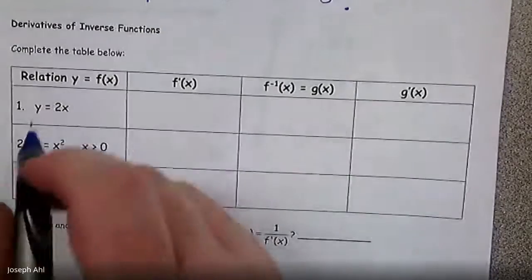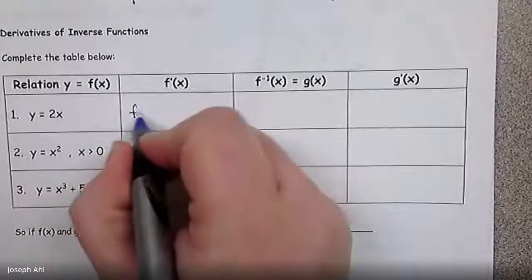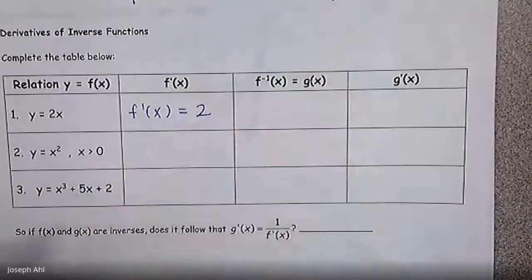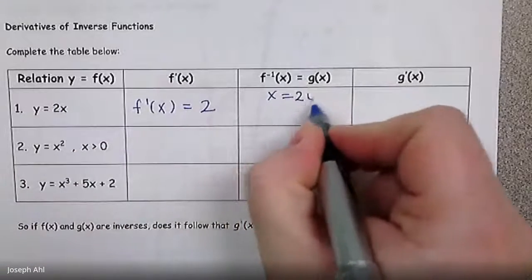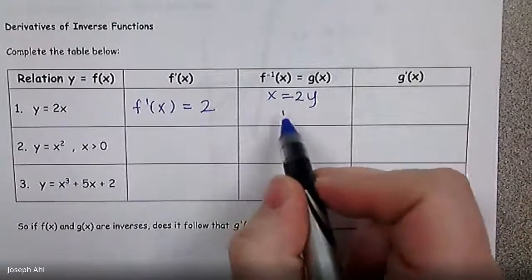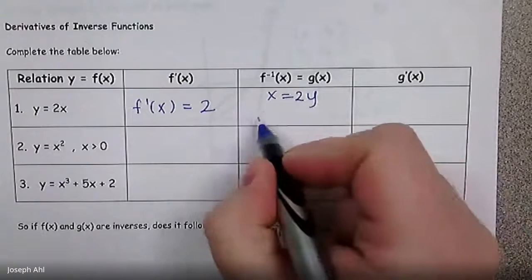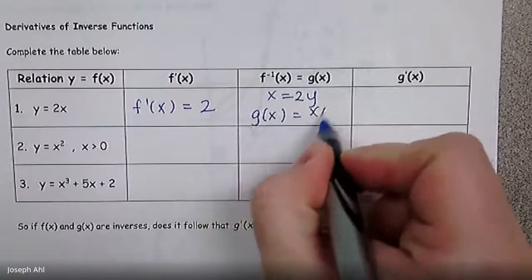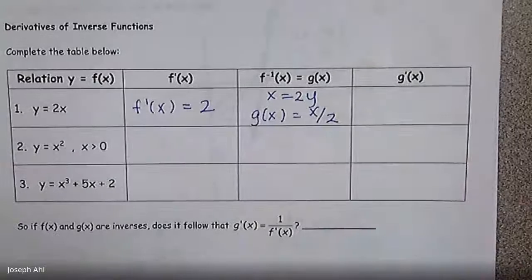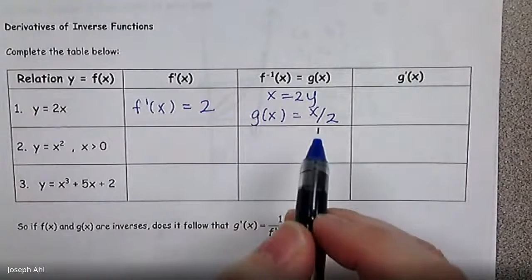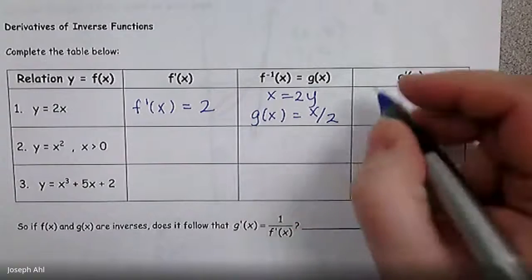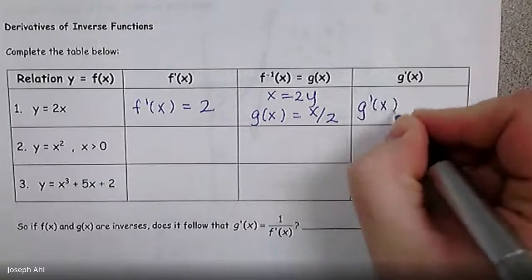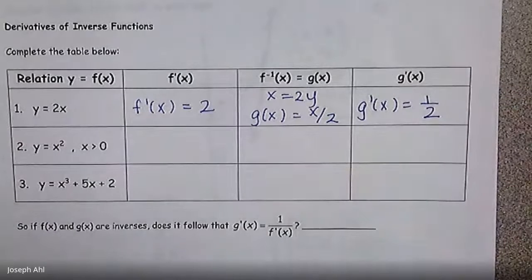So for the first example, if this is f of x equals 2x, then f prime is actually just the constant function 2. F prime of x would be 2. If I really quickly find the inverse by switching the x and y values, x would equal 2y. So if I divide the 2 over, y would equal x over 2. So the function g of x is equal to x over 2. And if g of x equals x over 2, then its derivative would be 1/2 using the power rule.